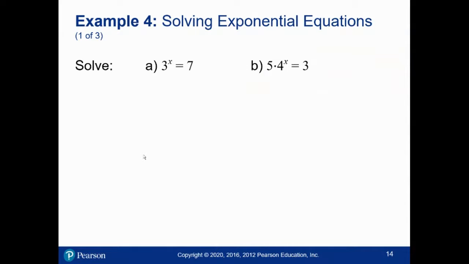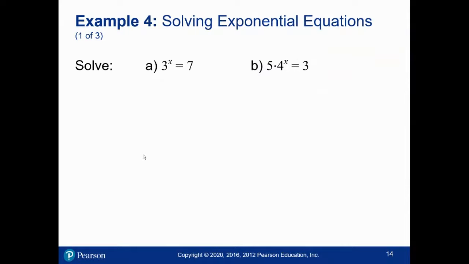So let's use that to try to find a value of x for which 3 to the x is equal to 7, or 5 times 4 to the x is equal to 3. Your final result might involve some logarithms, and you might have to do a calculator approximation, although you don't have to. An exact answer involving logarithms is fine. But try to do these, and then come back.